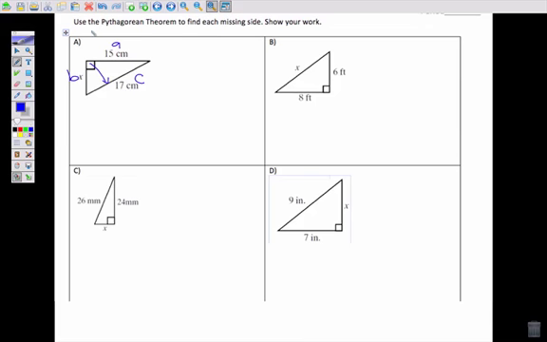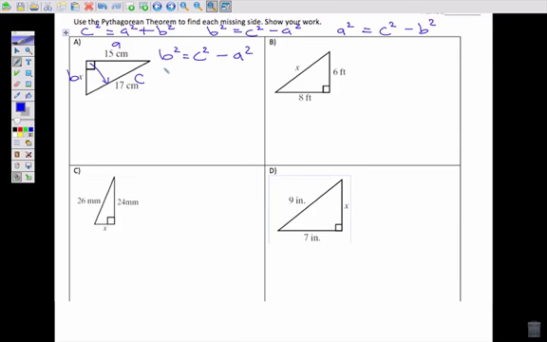I'm going to write my three formulas down. I know that C squared is equal to A squared plus B squared, so the big one is equal to adding the two smaller ones together. If I want to get B squared, that's equal to C squared minus A squared. So the big one minus the small one gives you the other small one. And then A squared is equal to C squared minus B squared. Again, the big one minus this small one gives you the other small one. I'm noticing here that I want to find B, so I am going to use B squared is equal to C squared minus A squared.